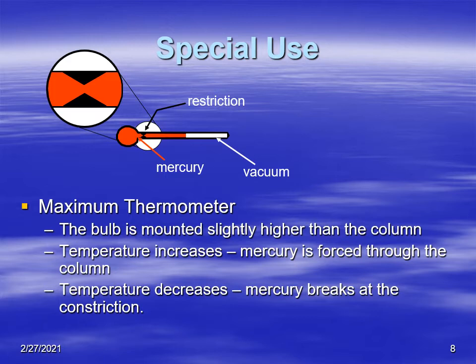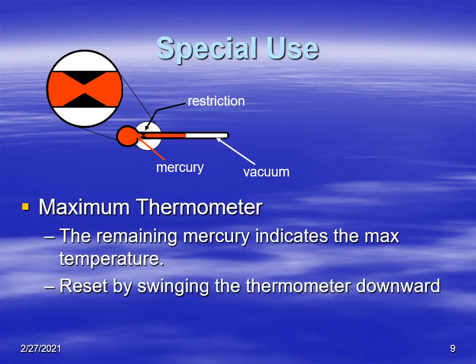And then as the fluid rises, either the mercury or the alcohol, typically mercury rises in the thermometer, it pushes past a constriction. And that constriction does not allow the mercury to come back into the bulb. So it can go one way but not back the other. And when that happens, it traps the mercury at its highest point in the stem, and from that you can measure the maximum temperature. So what's remaining in the stem measures the maximum temperature.